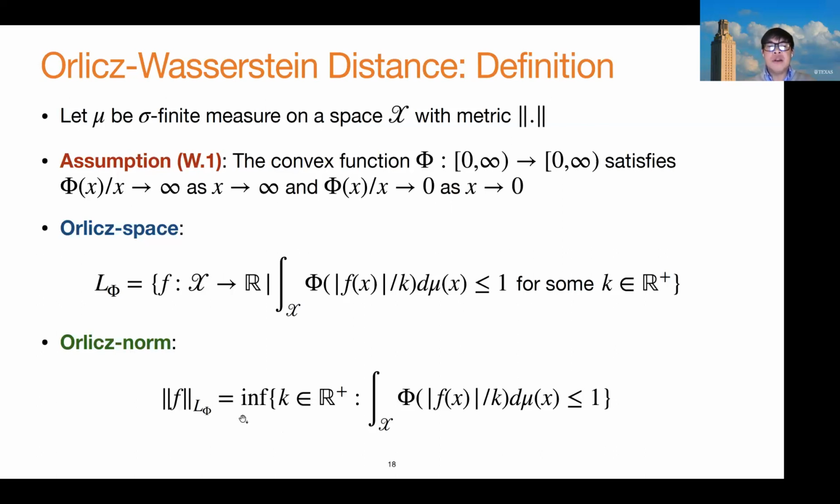The reason we care about the Orlicz norm is that we want to better capture the behaviors of the extra components in Dirichlet process mixture models. That's why we want to incorporate something like an exponential function, not just a polynomial function, into the way we define the metric. That's why we introduce the Orlicz space and Orlicz norms to capture that generalization.